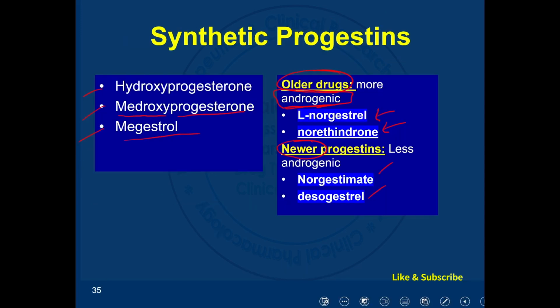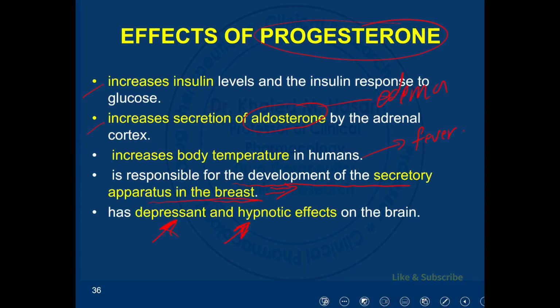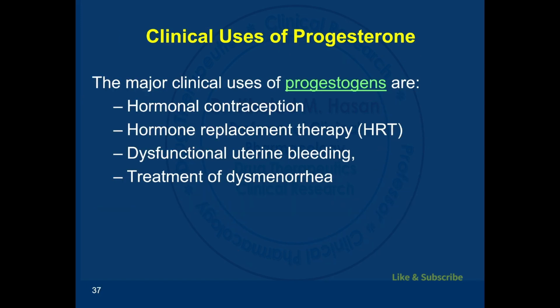For the medication, if you go to the next slide: depressant and hypnotic effect on the brain. Here we start thinking about GABA A, and we know that GABA is responsible for sleeping and anti-anxiety; it depresses the brain. It's not a depression. Depressant effect on the brain induces hypnotic effect. So now we understand how progesterone induces hypnotic effect on the brain.